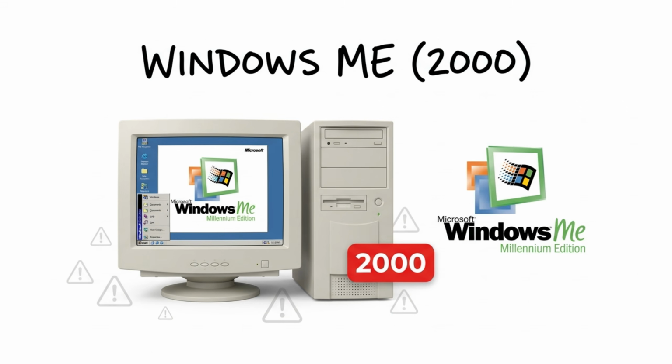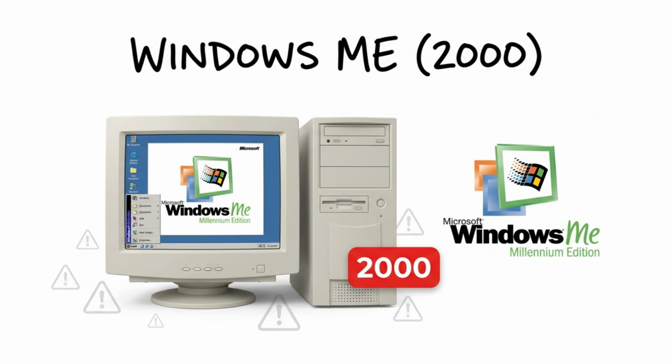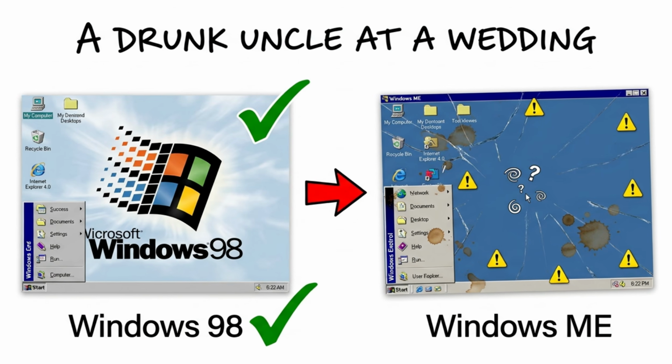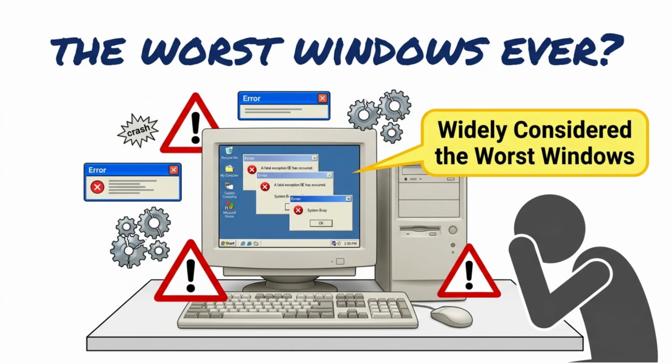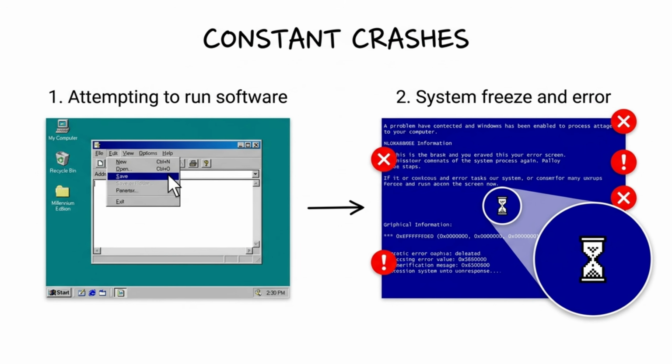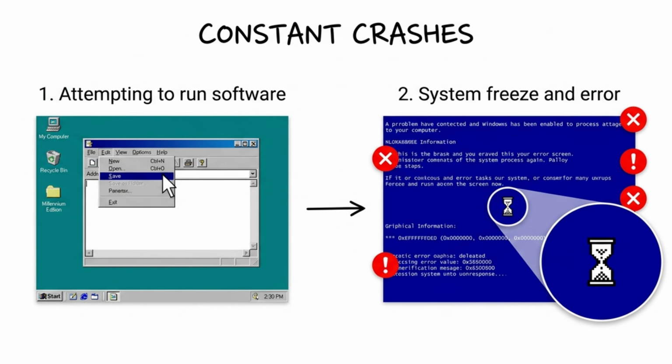Number 6. Windows ME 2000. Oh boy, Windows Millennium Edition. If Windows 98 was clumsy, ME was a drunk uncle at a wedding. It came out in 2000 and is widely considered the worst Windows ever. Why? Instability. You'd open a program and the whole computer would freeze or crash for no reason.